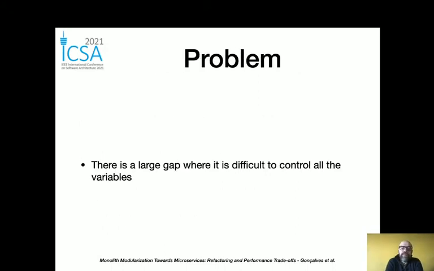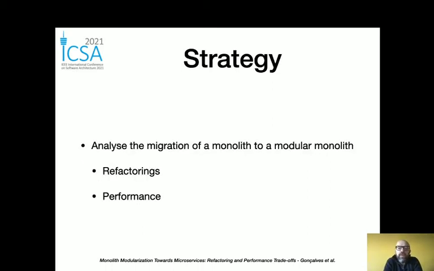Because of all these variables that occur in the process of migrating a monolith to a microservice architecture, we define a strategy. Why not just analyze the migration of a monolith to a modular monolith in terms of the refactorings and the performance? This is actually a necessary step when you migrate a monolith, because you need to define the modular structure. So you need to identify what the modules are and define the borders and the interfaces between the modules.